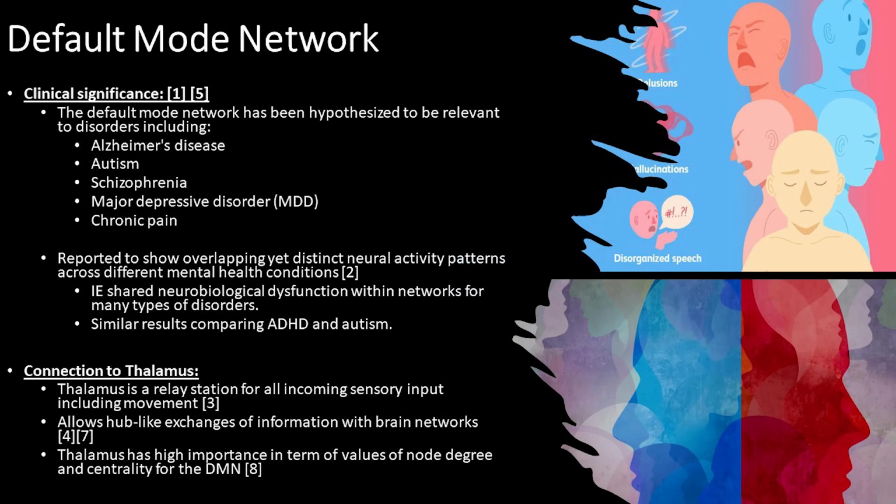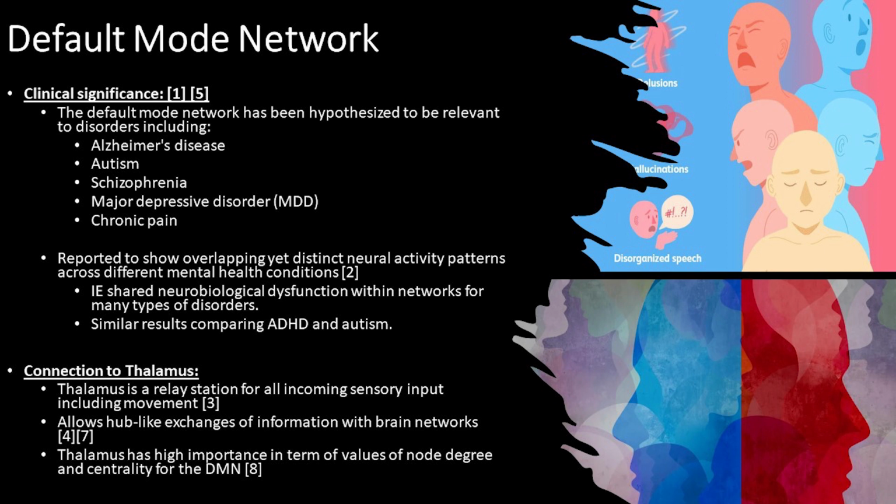So the clinical significance of the default mode network is it's hypothesized to be relevant to many disorders, including Alzheimer's, autism, schizophrenia, major depressive disorder, and chronic pain. It's reported to show overlapping yet distinct neural activity patterns across different mental health conditions as well. So that's really interesting to note because many disorders have the same dysfunction within the DMN. And researchers know that from comparing results within the DMN with individuals with ADHD and autism and other disorders.